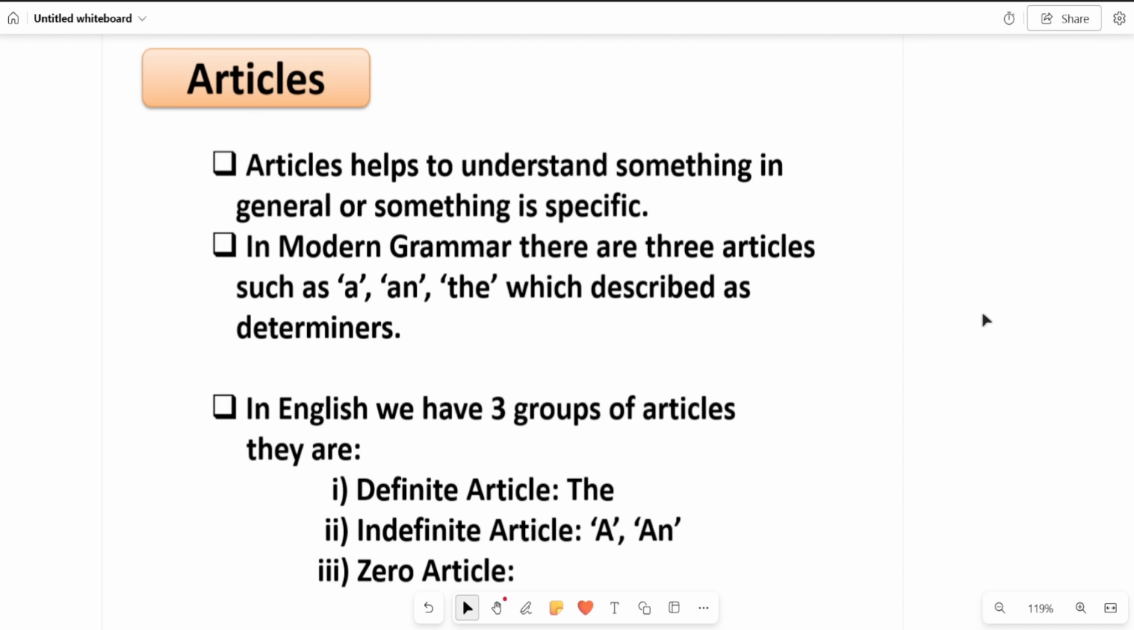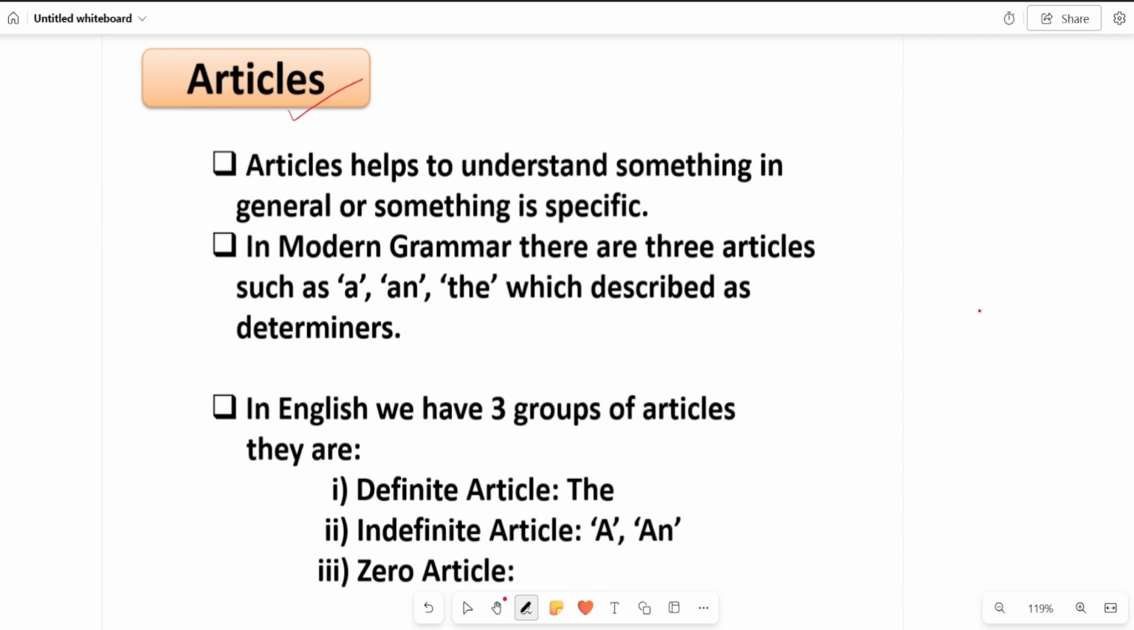So now see, for example, if I want to say "give me a pen," it means I'm asking for one of the pens, right? But if I want to say "give me the pen," it means I'm asking for something particular, right? Give me the black pen, give me the red pen. Here I have used the words "a" and "the." It has changed the meaning completely, isn't it? So that's the reason, to show specificity, to show a particular or exact thing, we need to study articles.